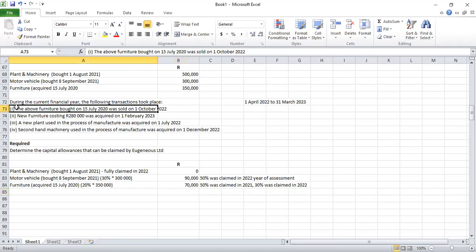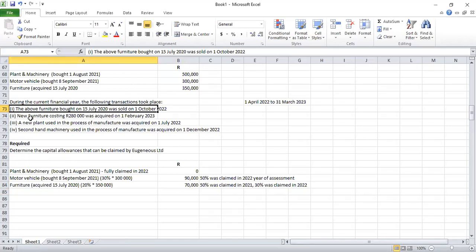So the fact that it was sold during the year and we only used it from April until September, it doesn't matter. This allowance, small business corporations, when they use section 12E, there is no apportionment. So when an asset is bought or sold during the year, it will just be a full year's allowance.